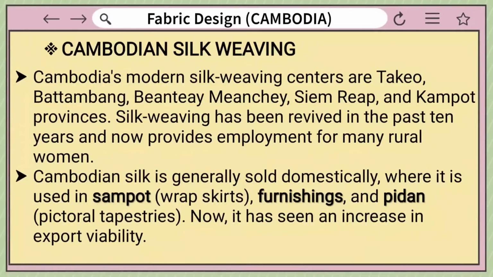Cambodia's modern silk weaving centers are Takeo, Battambang, Vientiane, Siem Reap, and Kampot provinces. Silk weaving has been revived in the past 10 years and now provides employment for many rural women. Cambodian silk is generally sold domestically, where it is used in sampot, or wrap skirts, furnishings, and pidan, or pictorial tapestries. Now, it has seen an increase in export viability.